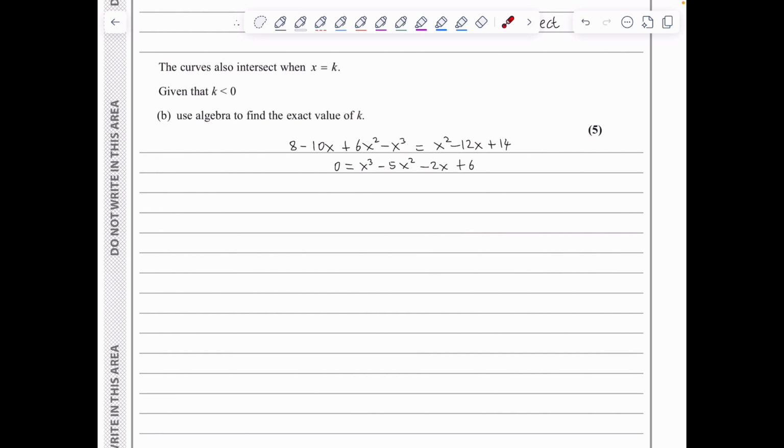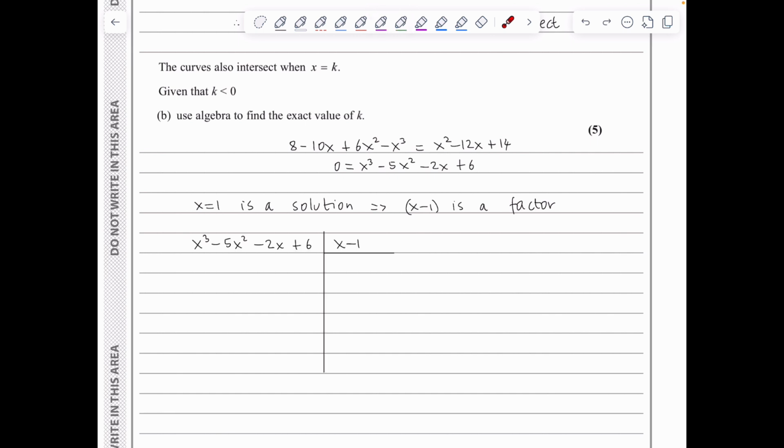Now we know that x is 1 is a solution to this equation. This is a cubic equation. We don't have a cubic formula. We cannot use our calculator to simply extract the answers. But knowing that x is 1 is a solution means that x minus 1 is a factor, and therefore I can proceed with the long division.